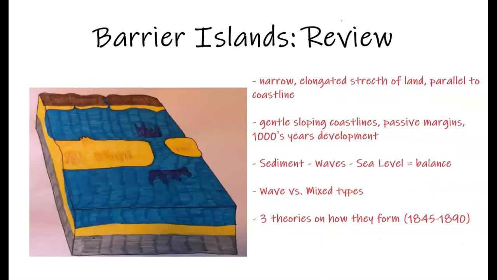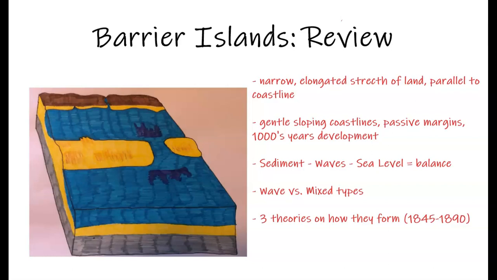So, quick review: the definition of a barrier island is a narrow, elongated stretch of land which is parallel to the beach, parallel to the coastline, which separates the ocean from a small area of water, usually a lagoon or a creek or a sound that is generally shallow and calm with low tidal ranges. The coastline needs to be gently sloping, generally a passive margin, and it takes thousands of years to develop. So there's a balance between the sediment, the waves, and the small range of sea level changes over time, which will allow the barrier island to develop.